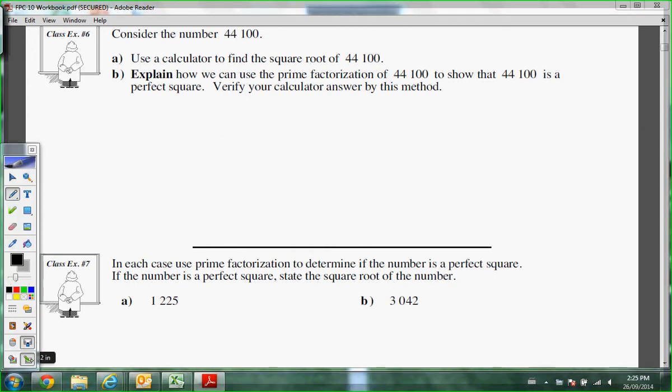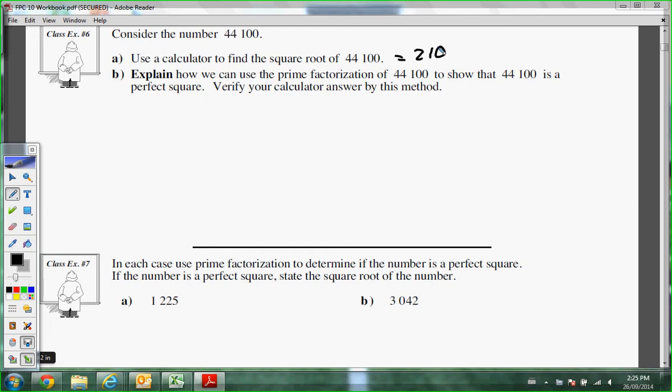Okay, so use a calculator to find the square root. So what's the square root on your calculator of 44,100? 210. So you're going to get 210 from your calculator. So explain how you can use the prime factorization to verify your calculator's answer.